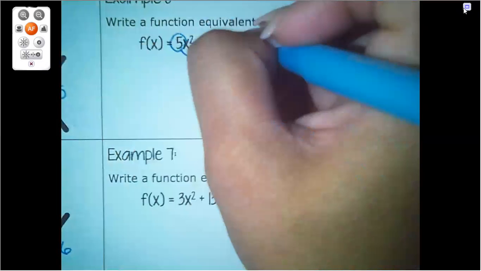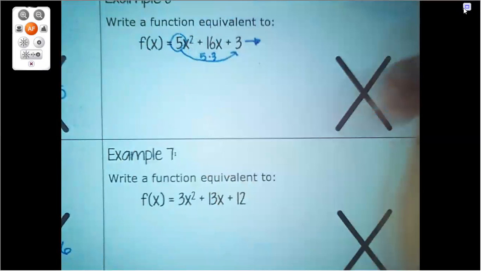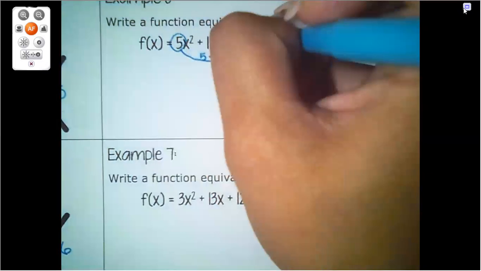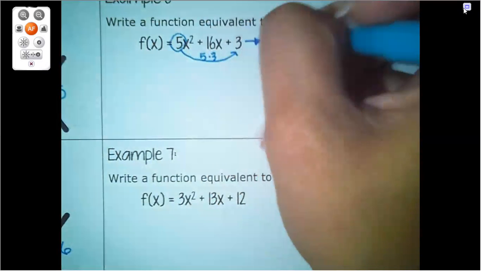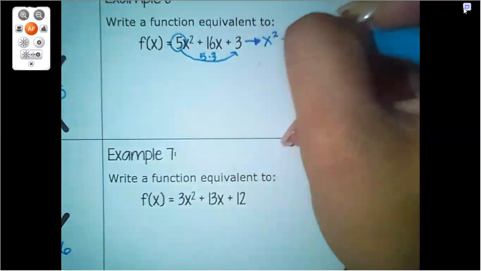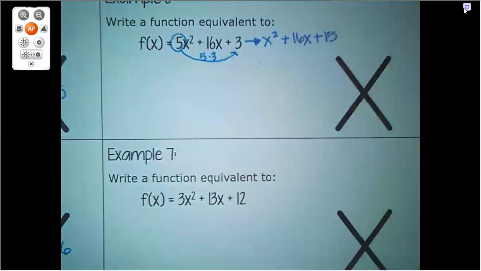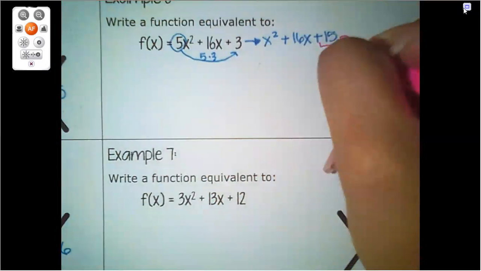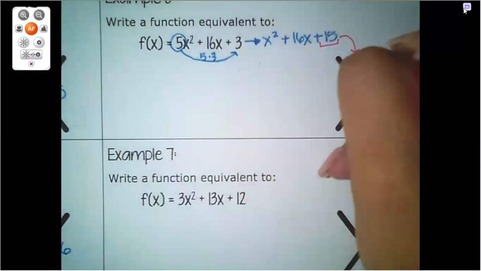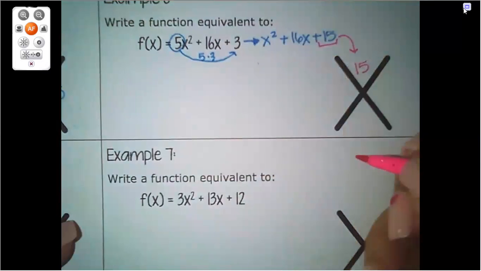So when we kidnap, what are we actually doing? So 5 times 3, we're multiplying. We are multiplying. So that changes to x squared plus 16x, and 5 times 3 is 15. All right, now last number falls to the top. Thank you for participating. And middle number goes where?